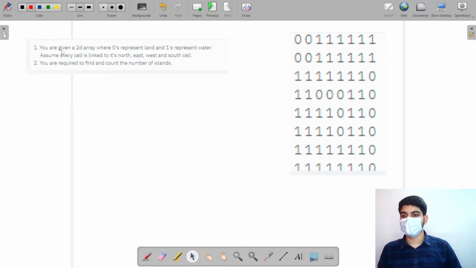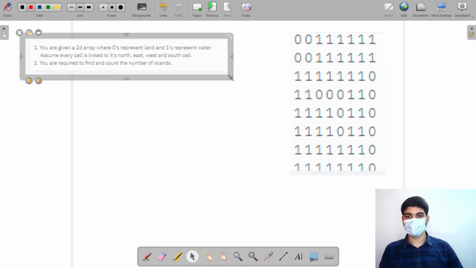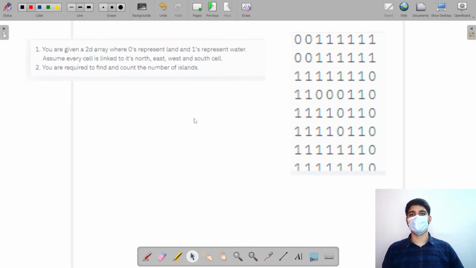The question says that you are given a 2D array where zeros represent the land and ones represent the water. Assume that every cell is linked to north, east, west, and south. That means each and every cell, let's suppose this particular cell, is linked in all four directions. Next it says you are required to find and count the number of islands.